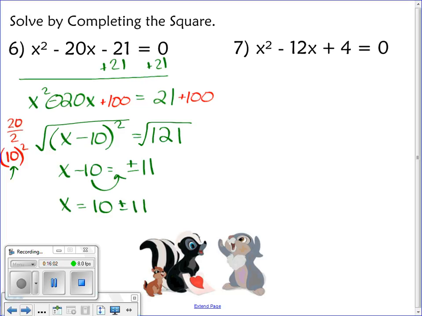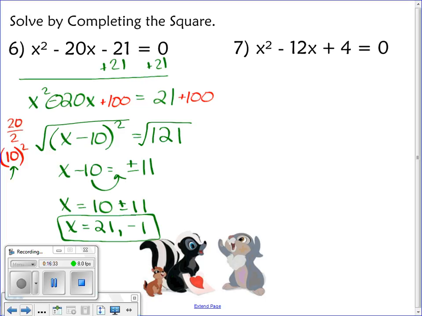Stop there or keep going? Keep going. Those are like terms. 10 plus 11? 10 minus 11? Negative 1. So your two answers are 21 and negative 1. All right, that was your first completing the square. We all right? It's a lot of steps. That's why we have them written down. The more we do them, the more they start to make sense, okay?